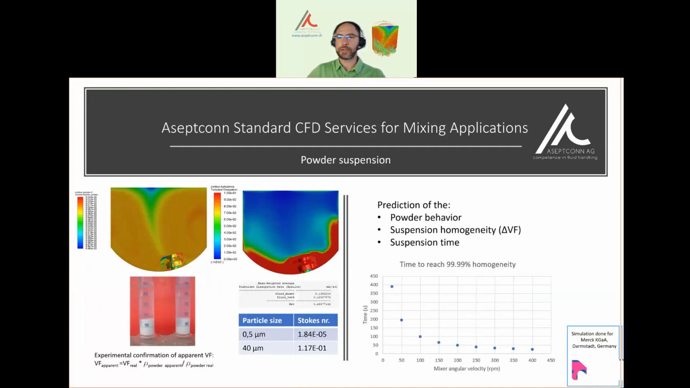Here you can see some results. Analysis of Stokes number reveals that the powder will easily follow the liquid streamlines. The powder will have the tendency to go out of the vortex region, creating regions with higher concentration than in the vortex region. Anyhow, the volume fraction contours show a good homogeneity. The suspension time as a function of mixer angular velocity is obtained. Comparing with the experiment, CFD has the advantage to predict the volume fraction in all the points, not only in the sampling ones.